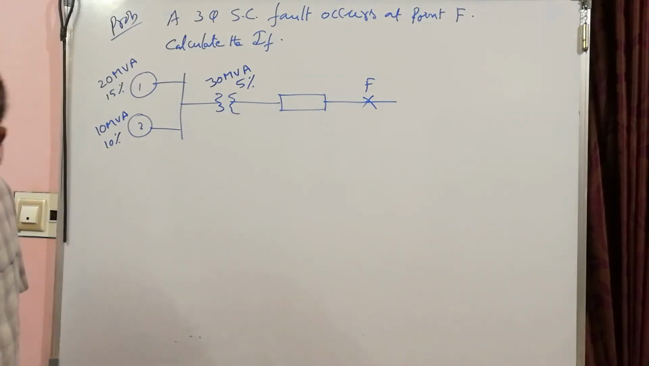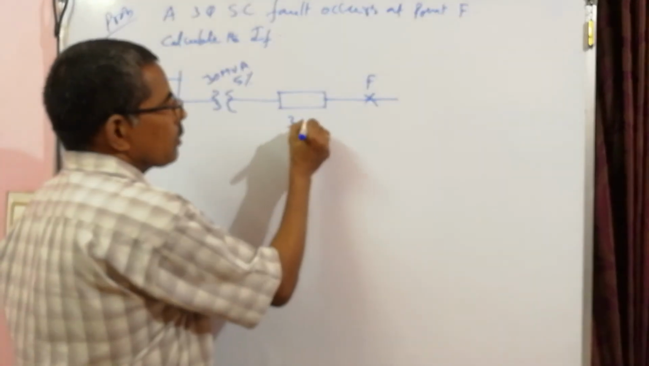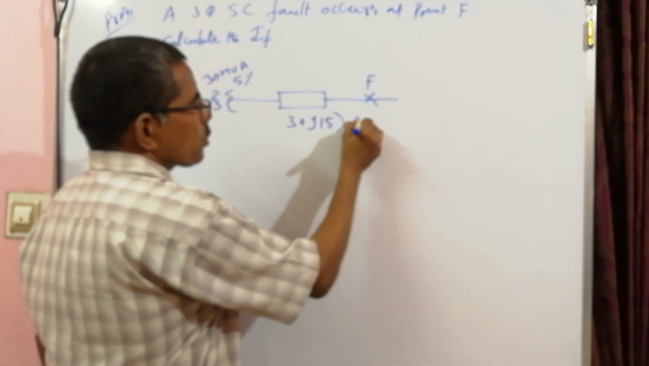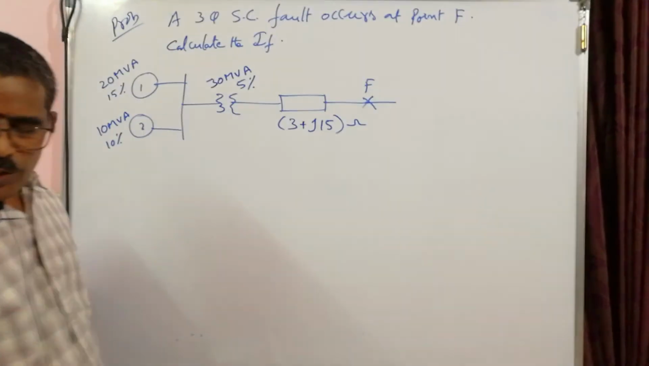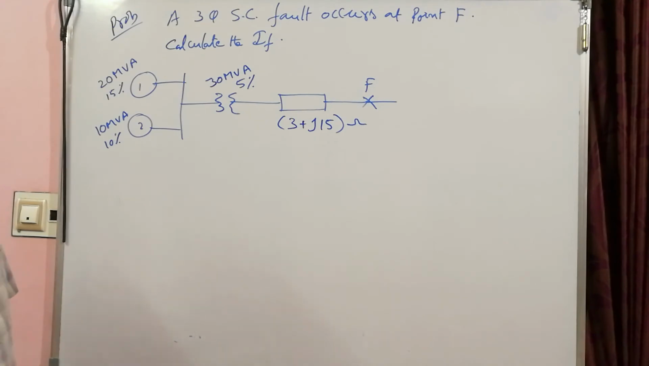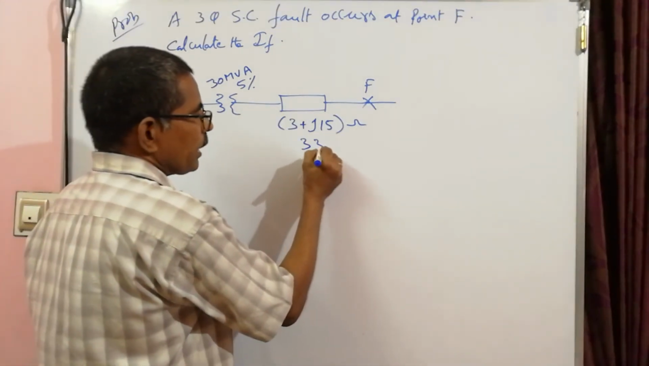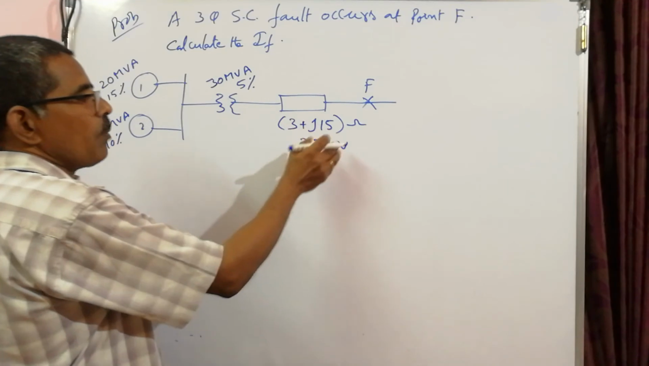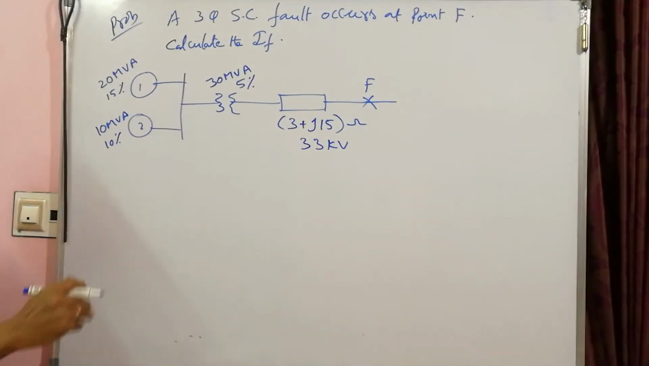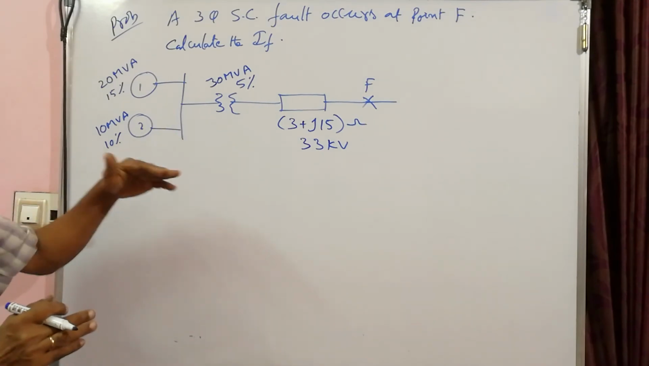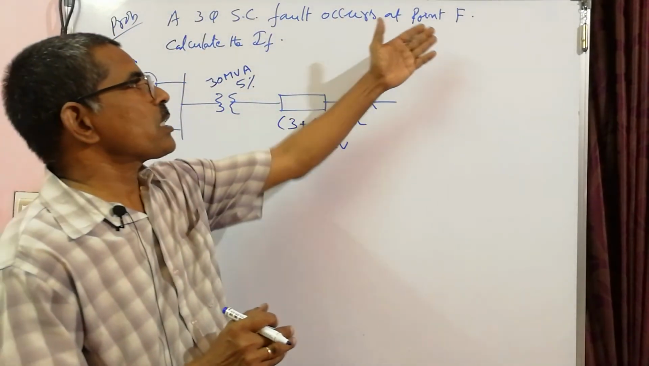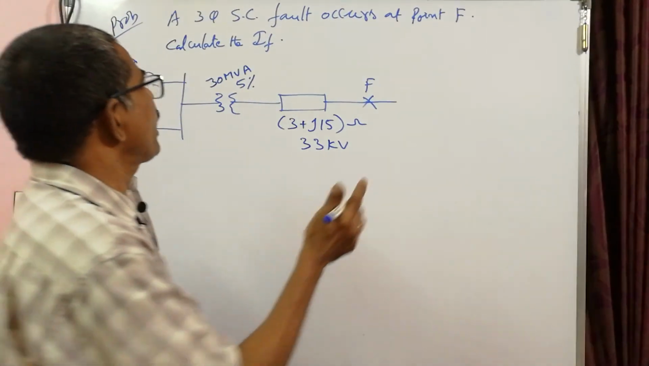load it is 3 plus j15 ohms, load or it might be transmission line even. So, 3 plus j15 which is 33 kV, the operating voltage of that line it is 33 kV. So, this is the problem. So, a three phase short circuit fault occurs at point F as shown in the figure.